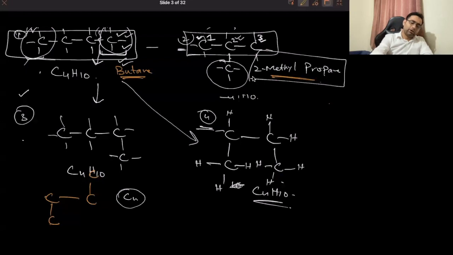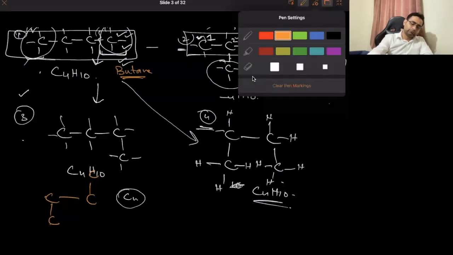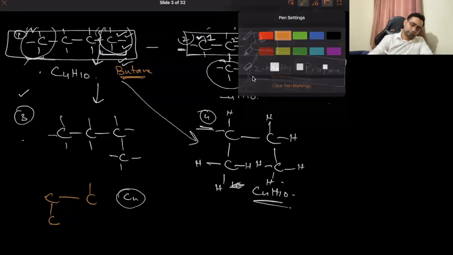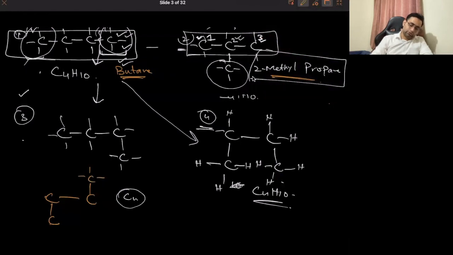Now, is it an isomer or an identical molecule? This is number 4 carbon. So this is considered a single chain. You start this chain from this point, 1, 2, 3, and 4. There are 4 carbons in a chain. So this is an identical molecule.